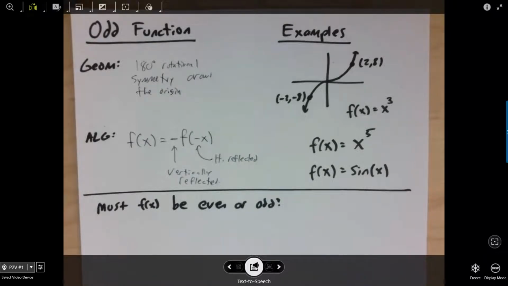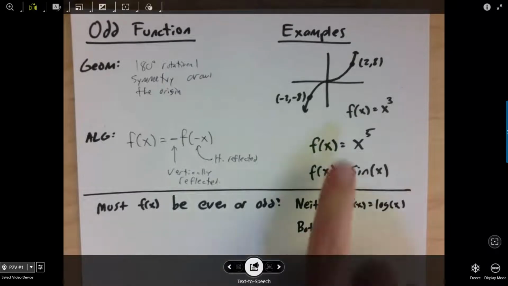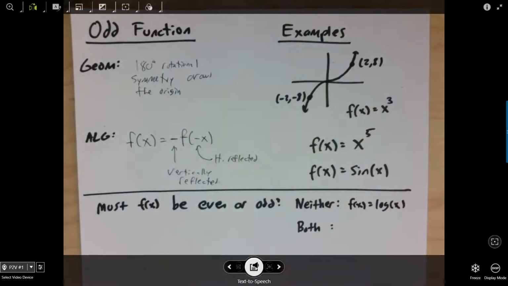I'm going to pause the video. Hopefully you could pretty quickly come up with an example of a function that's neither even nor odd. So for example, log of x doesn't have this rotational symmetry, and it also doesn't have the horizontal reflection symmetry. So it's neither even nor odd.